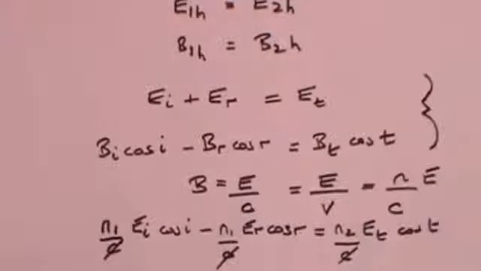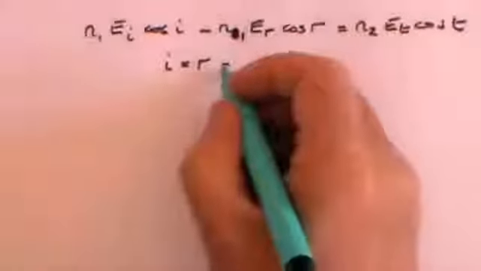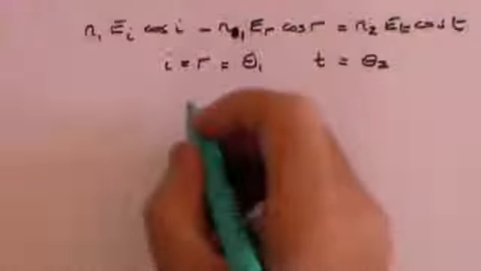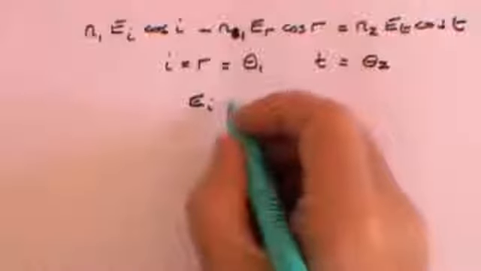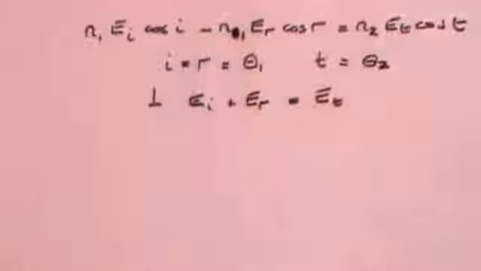So now I'm going to rewrite that equation so that you can see it. So there it is again: N1 EI cos I minus N1 ER cos R equals N2 ET cos T. Now we just need to remember a few things. The first is that the angle of incidence is equal to the angle of reflection, and I'm going to call that theta 1. The angle of transmission, or the angle of refraction, I'm going to call theta 2. And I'm just going to remind you that we showed that EI plus ER equals ET for the perpendicular vector.